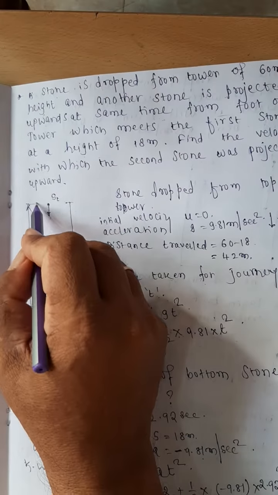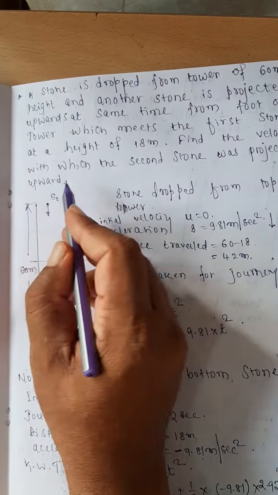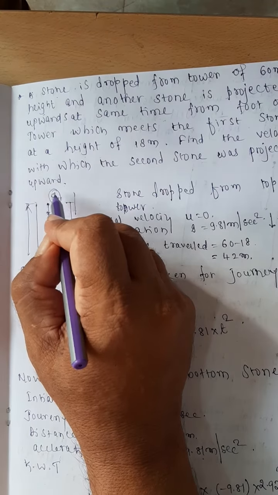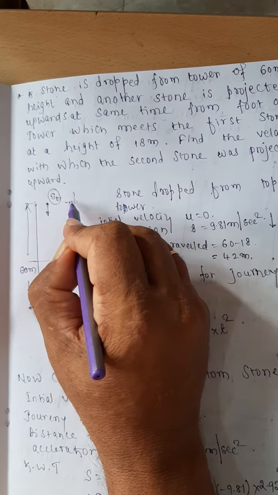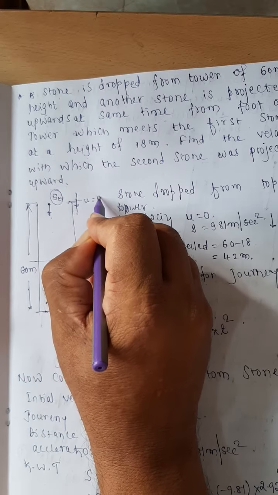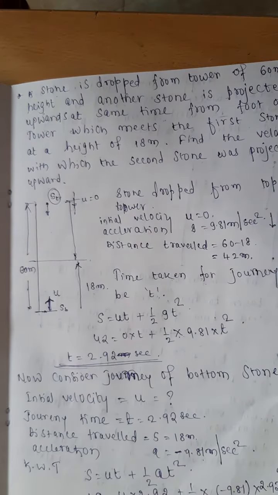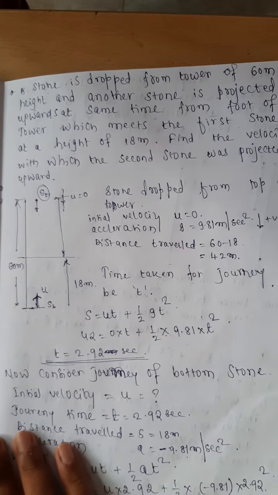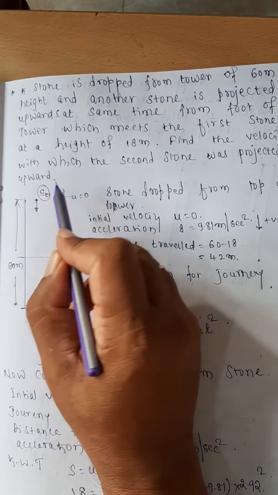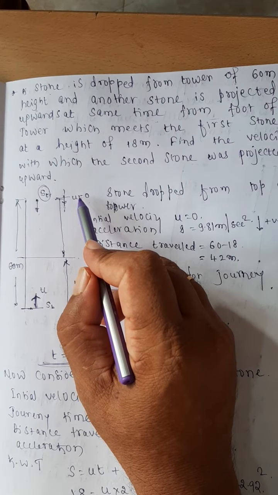Is it all right? A stone was dropped from the tower of 60 meter height. A tower, say height is equal to 60 meter. From here, a stone is dropped. This is the stone from the top of the tower, I will call it ST. Dropped means its initial velocity is equal to 0. When he says thrown, he will be giving some initial velocity. When he says dropped, the initial velocity is equal to 0. Yes, the initial velocity of this particular stone is equal to 0.